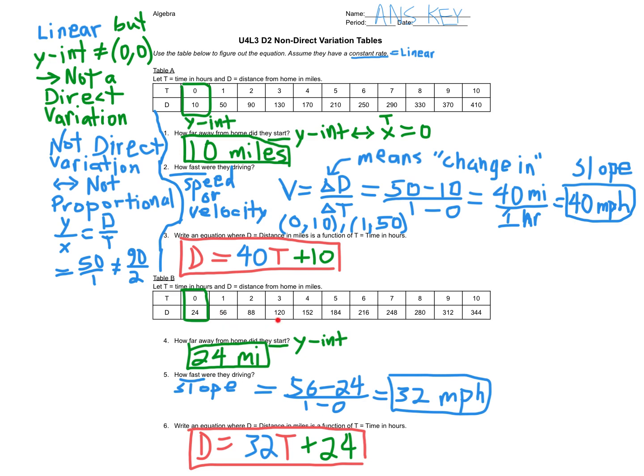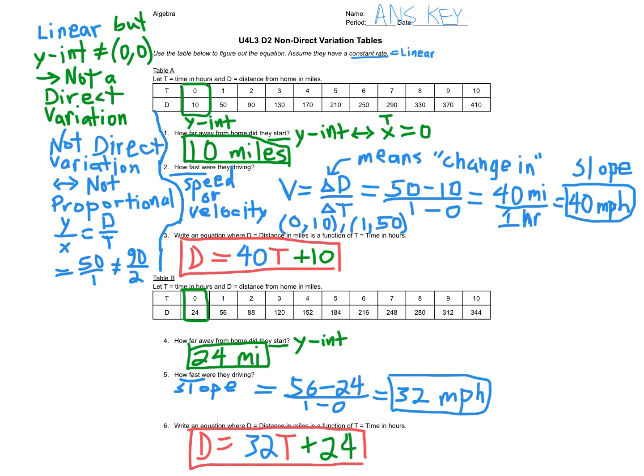If I go from 1 to 3 hours, that would be a difference of 64 on my distance, but 2 hours to get there. Again, that's 32 miles then every 1 hour. So my slope is 32, my y-intercept is 24, my equation is D equals 32t plus 24.